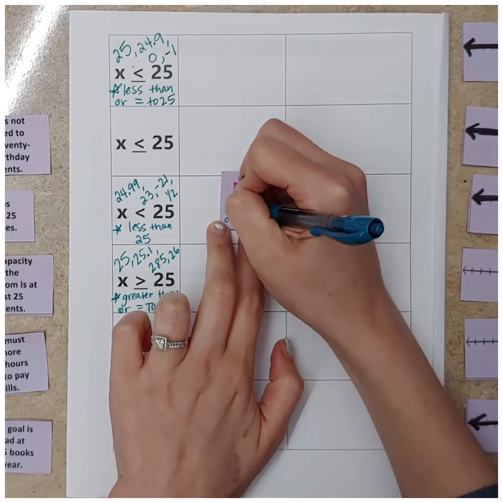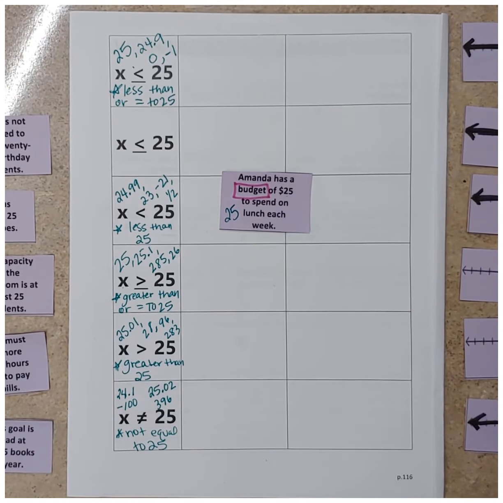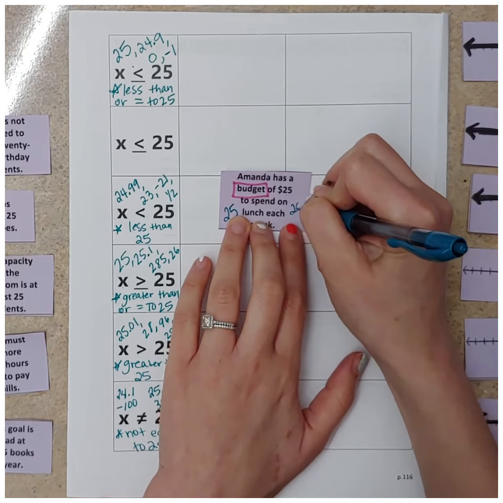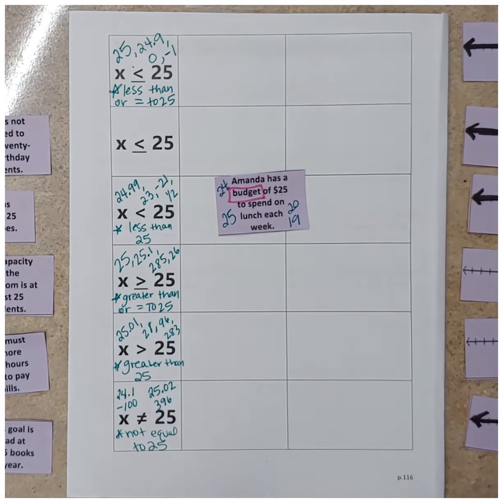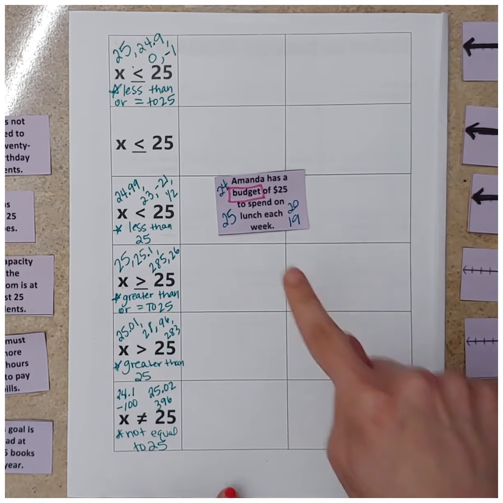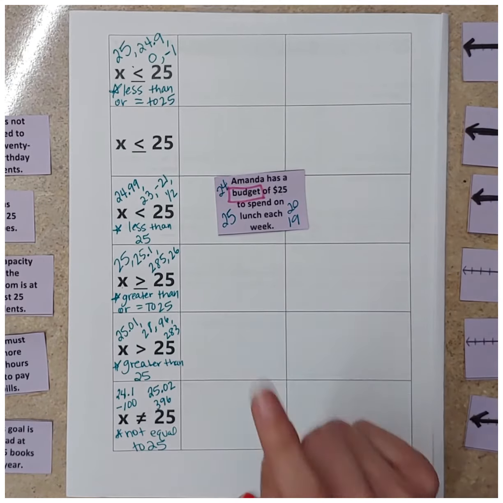So I'm going to write down some examples on here. 25. Could I spend $30? Could I spend more than my budget? I'm not supposed to. I'm really not supposed to spend more than $25. So I can't spend more. Can I spend less? I could totally spend $20 or $19 or even $24. I can spend exactly $25, but not a penny more.